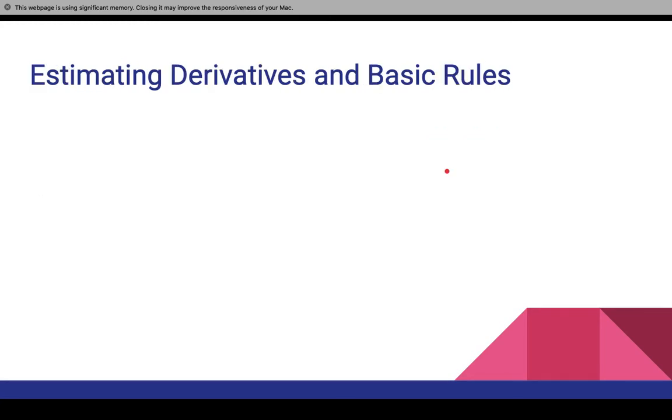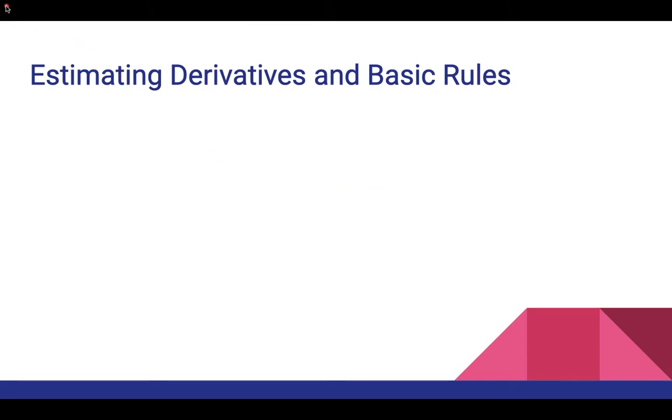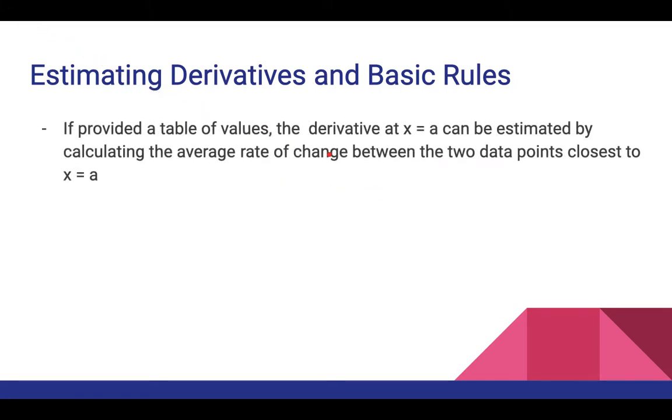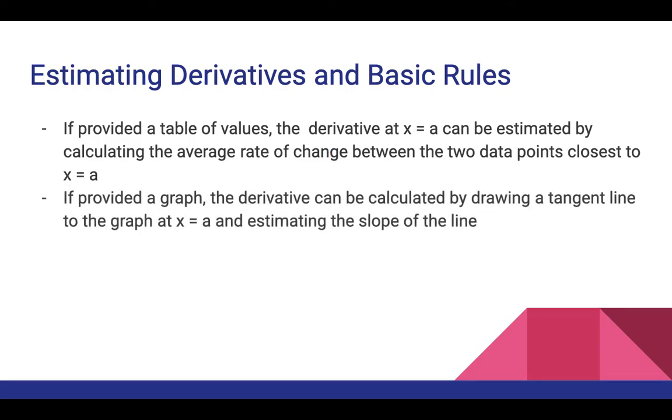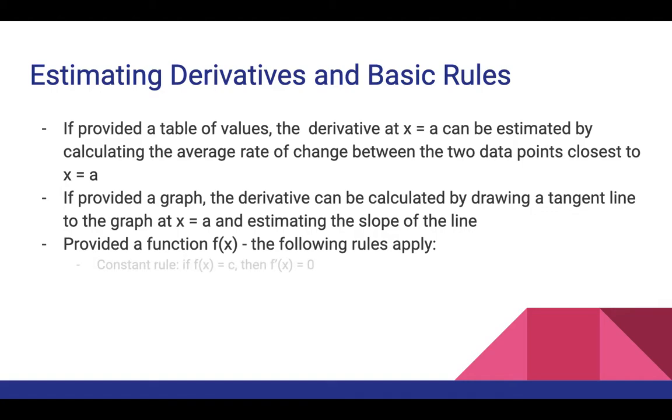So, estimating derivatives and basic rules. If provided a table of values, the derivative at x equals a can be estimated by calculating the average rate of change between the two data points closest to x equals a. If provided a graph, the derivative can be estimated by drawing a tangent line to the graph at x equals a and estimating the slope of the line. If it's just a line segment, then your derivative at the point is just the slope of the line segment containing the point. Given a function f, the following rules apply.